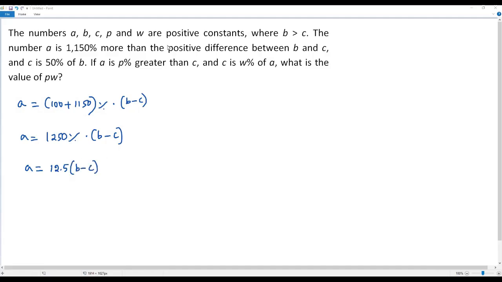Okay, now let me consider the other information. That is, c is 50% of b. Okay, let me write it out here. C is equal to 50% of b. Okay, here c equals to, we can write this 50% as a decimal. For that, we have to divide this 50 by 100. When I divide 50 by 100, I am getting 0.5 times b. Because when we have the word of in math, it can be considered as multiplication. Then we have 0.5 times b.